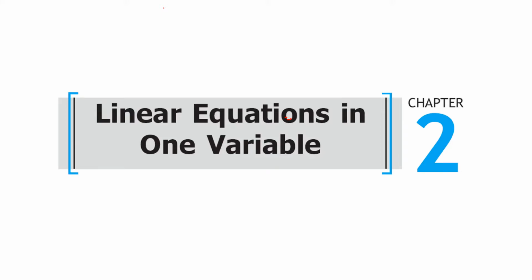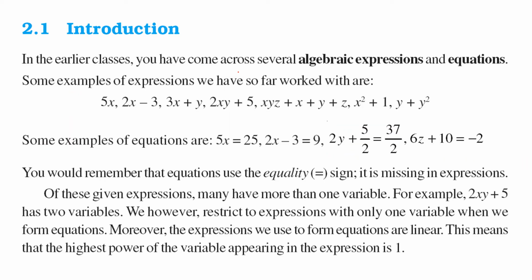We are taking chapter number 2, that is linear equations in one variable. We have seen several algebraic expressions and equations, and if we go through some examples of expressions, they are like this: 5 into x, 2x minus 3. So you have 1x, you can have x square, you can have x, y, z together. So these are some examples of expressions.